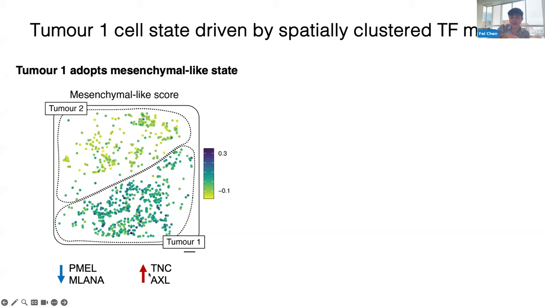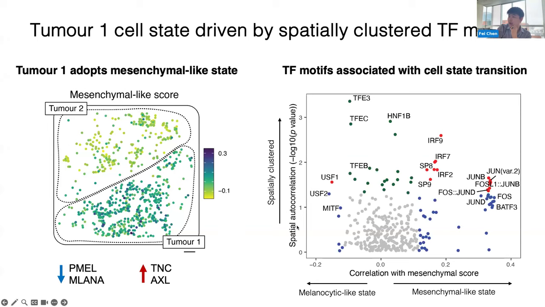And we can go and look in our ATAC data to see if we can identify transcription factor motifs associated with this mesenchymal-like state. On the x-axis, you can see motifs that are associated with this transition versus associated with the melanocyte state. MITF is the master transcription factor for the melanocytic state, so that makes sense. And then you get these FOS-JUN and IRF9, some of these TFs, which are positively correlated with the transition, and some have been previously quite well characterized for this transition.